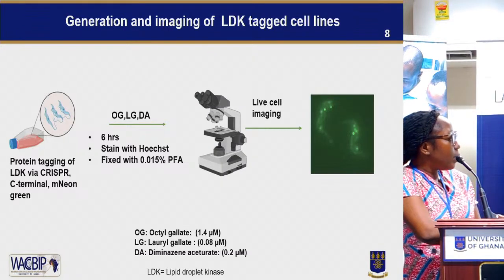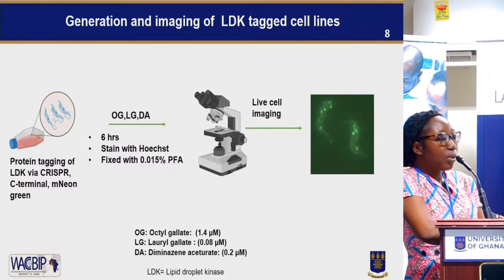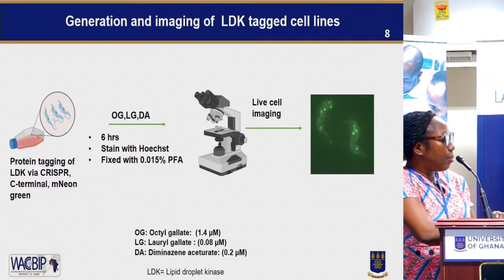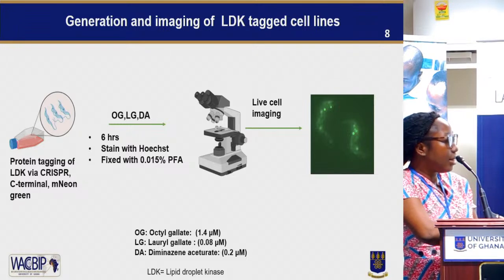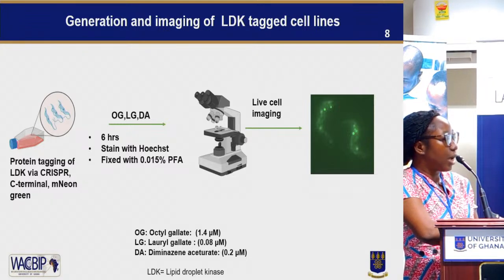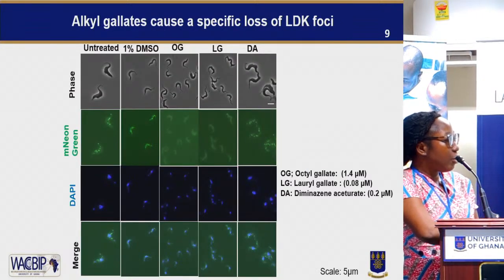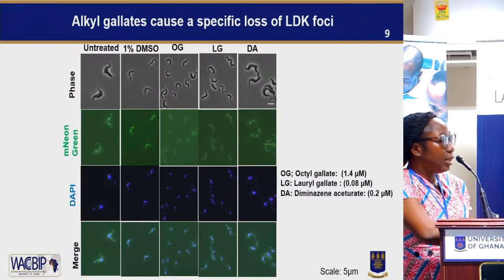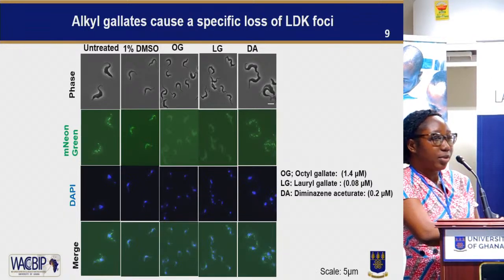So to begin with, we decided to look at the effects of this gallate on the lipid droplet kinase. So what happened here was that we tagged the lipid droplet kinase protein at the N-terminal using imaging tags. So this will help us detect the presence of these kinase foci in the cells. So this is a representative cell as well as the DMSO control. We observe that there's a presence of kinase foci dotted in the cytoplasm of the cell.